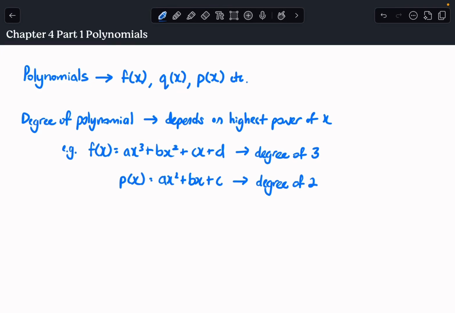Today we'll be doing chapter 4. So for chapter 4, we'll be splitting into two parts. Part 1, polynomials, and second part will be partial fractions. So for today, we'll be doing part 1, polynomials.